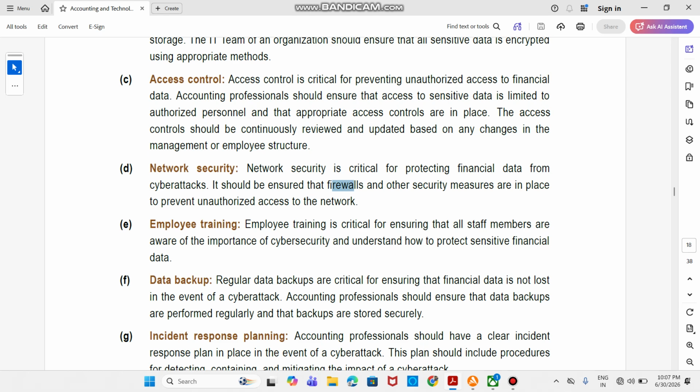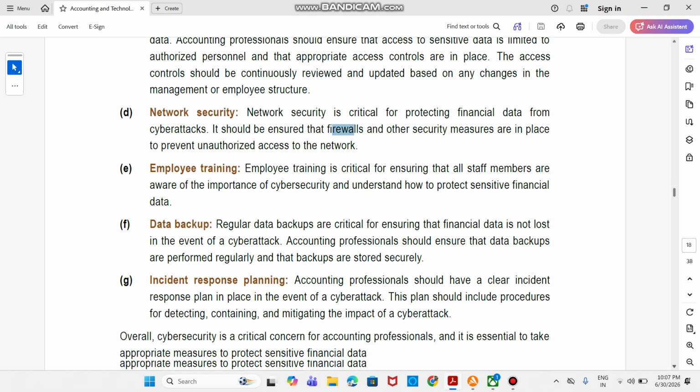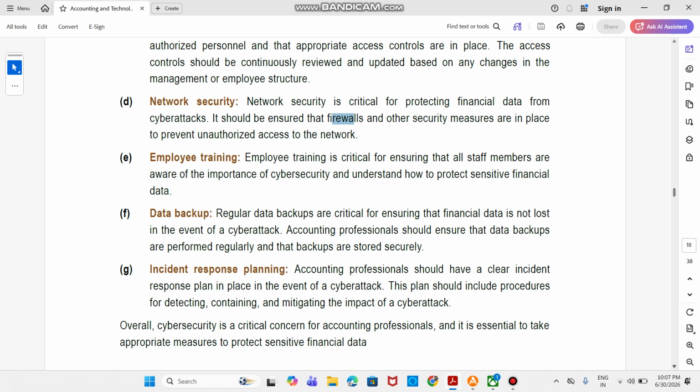Next, employee training is critical because all the staff members should be aware of whatever is happening. They should be well aware of the various cybersecurity updates. Regular data backup is critical for ensuring financial data is not lost in the event of a cybersecurity attack. Lastly, incident response planning. Accounting professionals should have a clear incident response plan in place in the event of a cyber attack. This should include procedures for, I repeat, procedures for detecting, containing, and mitigating the impact of the cyber attack.